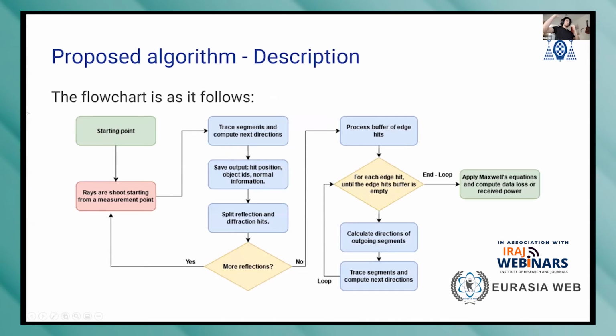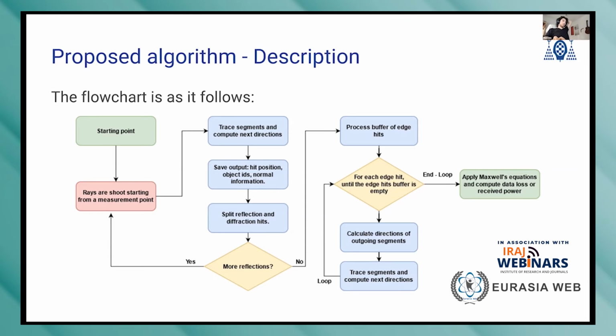So now we have our prerequisites and all the things that we need to run the algorithm, and the proposed algorithm will be as follows. First, we start with a relatively dense distribution of rays starting from a measurable point. This will be the camera side or the emitter. We save the output: the hit position, the object ID, and normal information of the rays. We split the reflection hits on faces and the diffraction hits on edges. It is easy to know if the face is a wireframe segment, an edge, or has been hit, and at which angle. So we have all the information that we need to use the Maxwell equations.